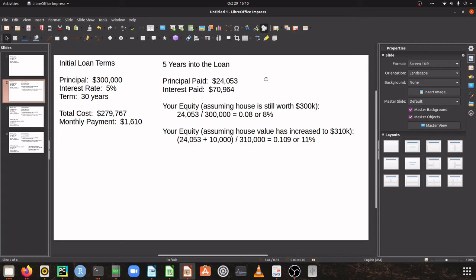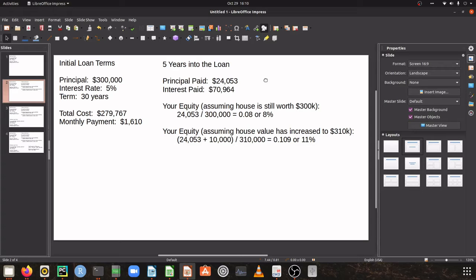Now, something that you might want to look at is the current equity that you have in your home, because it's possible that you might not be eligible for refinancing if you don't have a certain amount of equity. Typically, these amounts are either 10 or 20%. But using the numbers that you've written down so far, you can calculate how much equity you currently have.